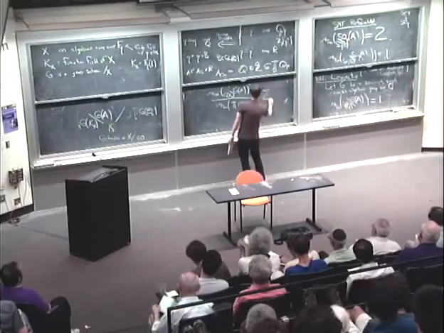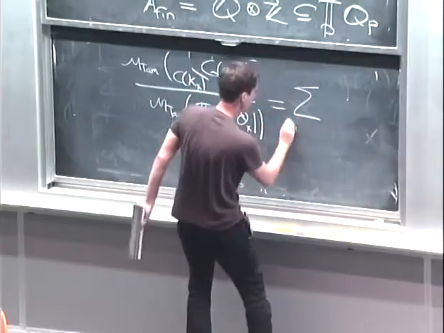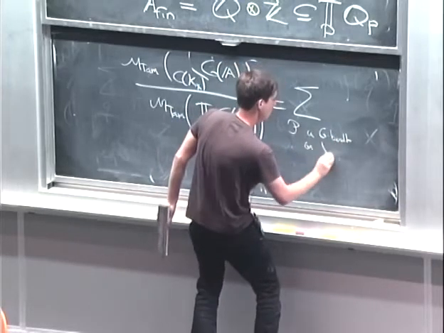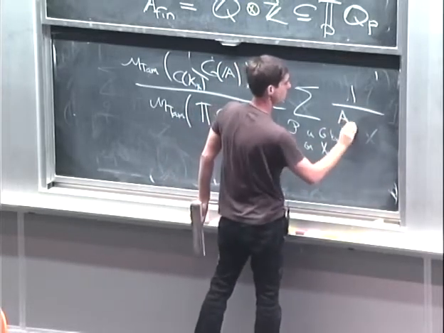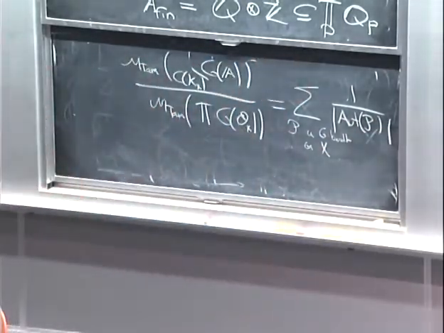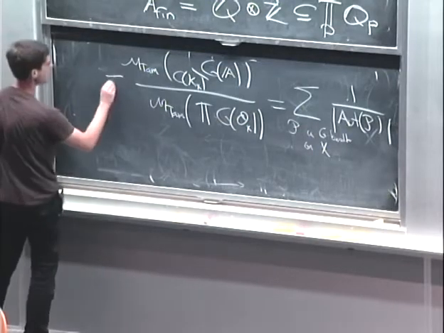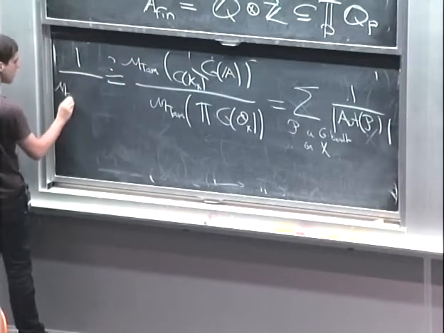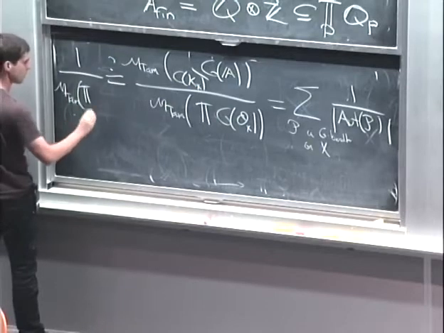And what this is, is the sum over all G-bundles P of 1 over the size of the automorphism group of P. So conjecturally, the numerator of this expression is supposed to be 1. That's what Weil's conjecture says. So we're wondering, is this 1 over the Tamagawa measure of the product?